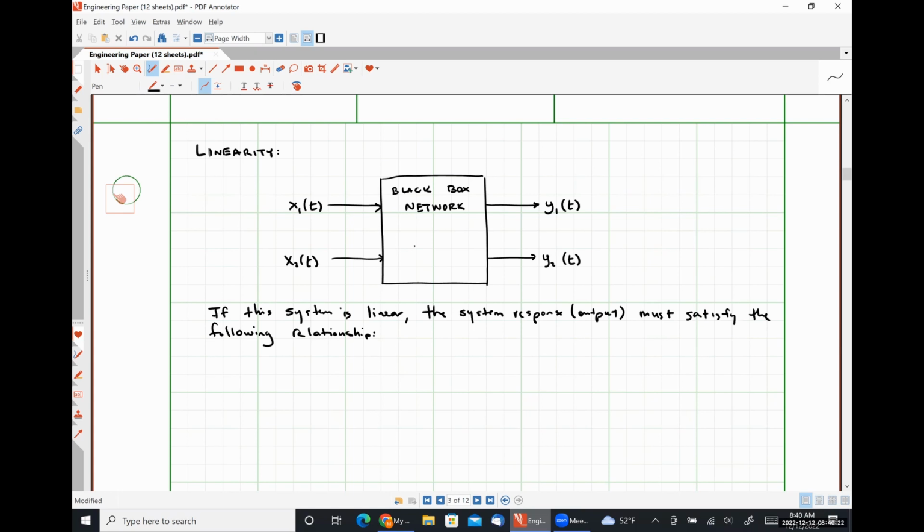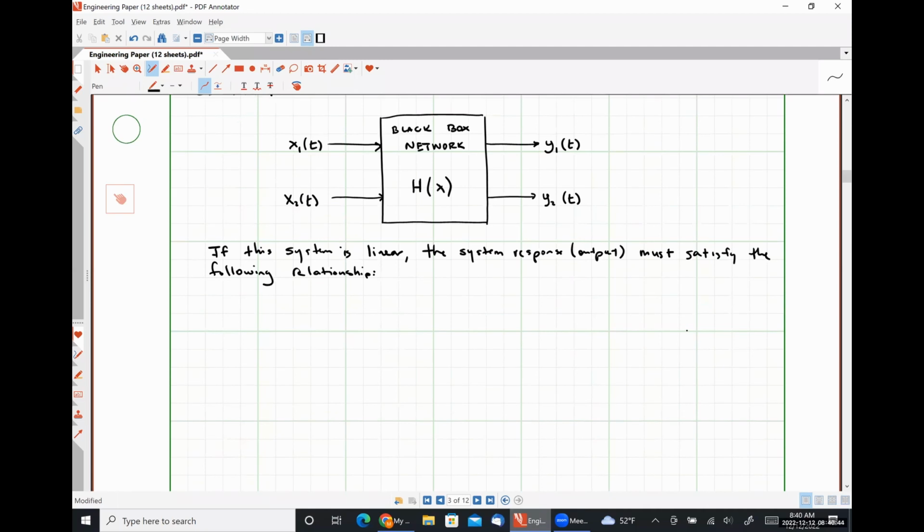So before I give you the relationship, I need to put one other thing here on our diagram, and that is our system's transfer function, H of x. So this function effectively describes how the system acts on the inputs to give us the outputs, okay? So for a linear system, we would have the following relationship.